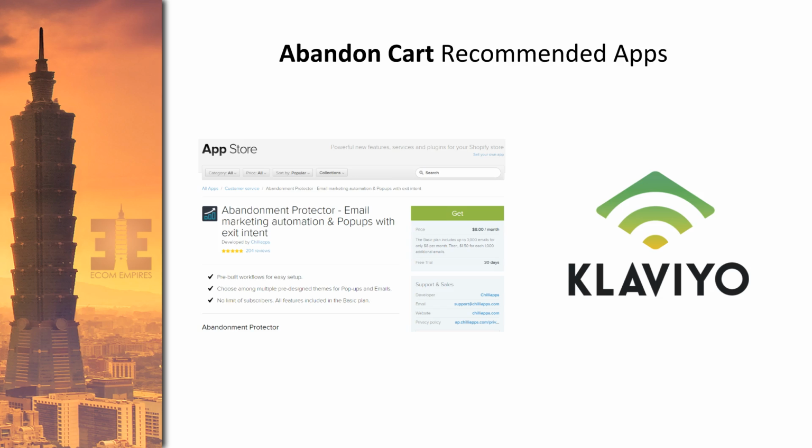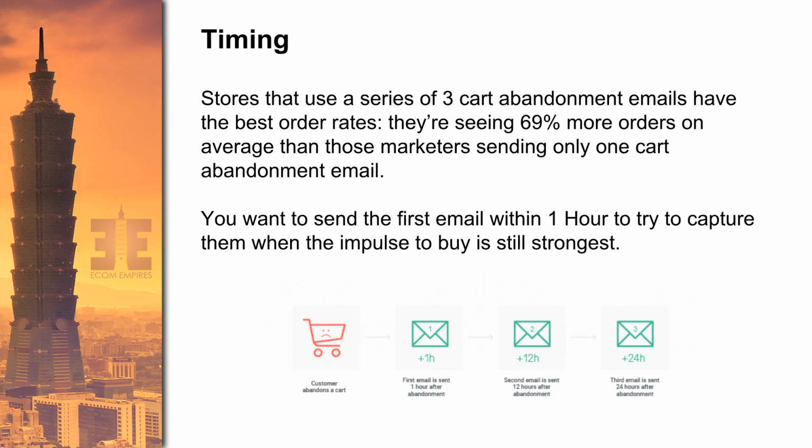But as an option to just get started for cheap, if you just want to cover your abandoned carts, because Klaviyo can be a little bit more expensive, the Abandonment Protector is a fantastic app. All right, it's designed specifically to create these emails, and it has the workflows all built in. It has a 30-day free trial, and then it's only $8 a month after that. So it's a good alternative to getting started if you're on a budget, or you're not quite ready to go the whole Klaviyo route. But for sure, Klaviyo is the best option.